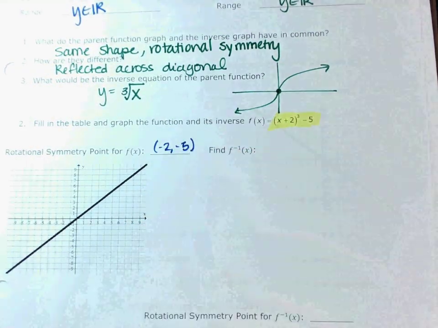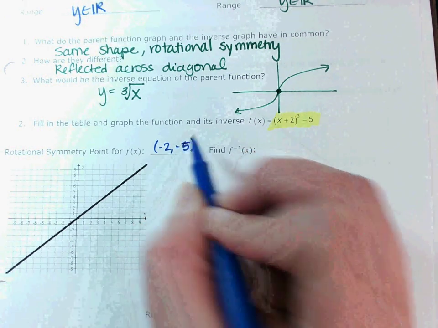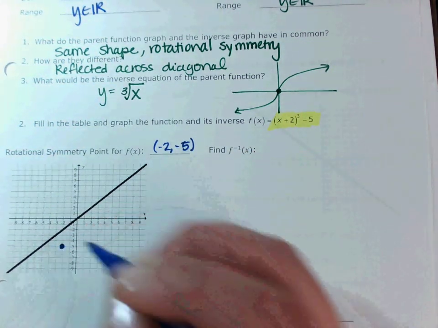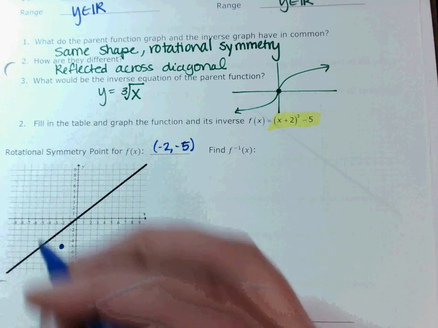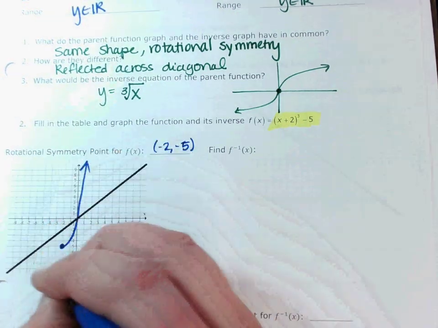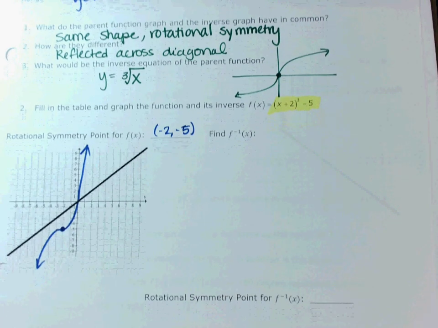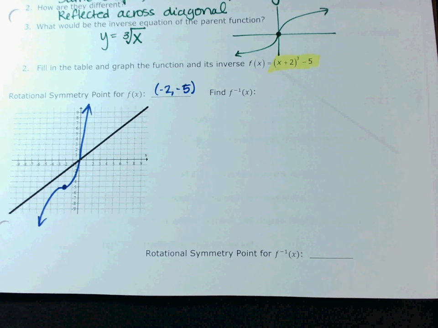This should be familiar from yesterday if you understood the video. So -2, -5 is here. And then I'm going to draw my shape. I'm going to curve to the right on one side, to the left on the other side, because that's the shape of your cubic root graph. It goes up to the right and then down to the left.